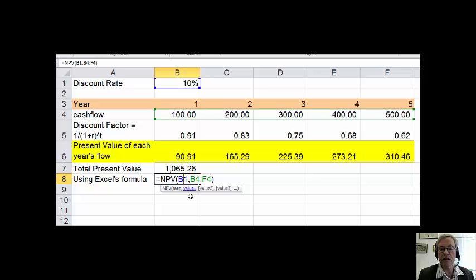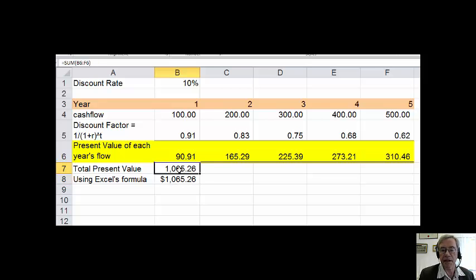But I could use Excel's own formulas. Here is the NPV formula, which is embedded in Excel. NPV, open brackets, my discount rate is B1, and I identify the cash flows as years 1 to 5 in B4 to F4. So I get exactly the same result whether I explicitly calculate or I use Excel's formula.